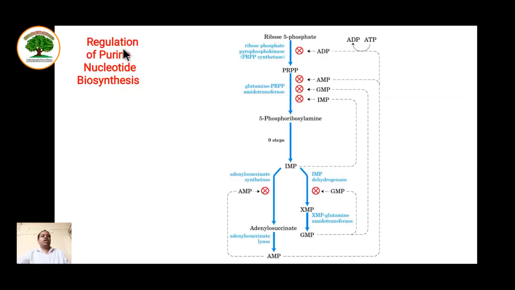Let's see the regulation of purine nucleotide synthesis. This is the regulatory pathway. As we have seen the whole pathway, there are certain steps which are regulatory steps of this pathway. The first and foremost step is ribose 5-phosphate. You can see here this ribose 5-phosphate is converted into PRPP. This PRPP is a precursor of our biosynthesis pathway. Now this is inhibited by ADP. As ADP is present in high amount, it inhibits this enzyme.